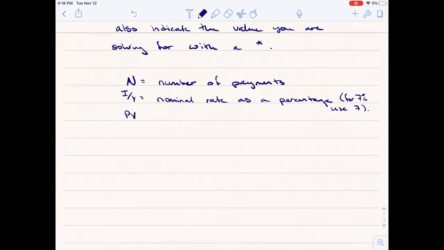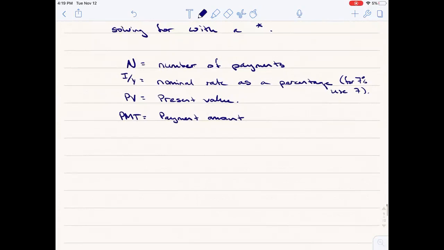Next one over is the present value. Well, that's just the present value. Then you've got the PMT, which we know what it is now. That's the payment amount. Remember before, when we didn't have any regular payments, we just left it as 0, right? We just entered 0. But now we're going to have some payment amount, so we'll be able to enter that. And then we've got the future value, which is just the future value.